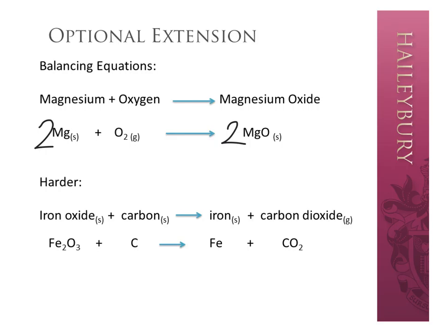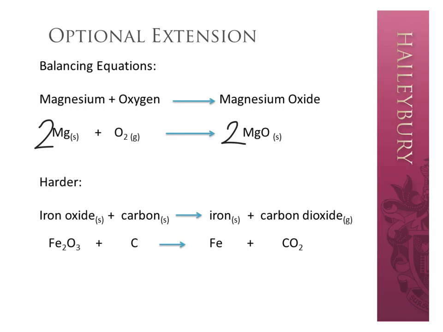Let's have a look at a harder one. Iron oxide plus carbon reacts to give iron and carbon dioxide. This is the chemical equation that happens in the blast furnace in the production of iron from hematite or bauxite. On the left hand side you've got 2 iron, 3 oxygen plus 1 carbon, which react to give 1 iron atom, 1 carbon atom and 2 oxygen atoms.